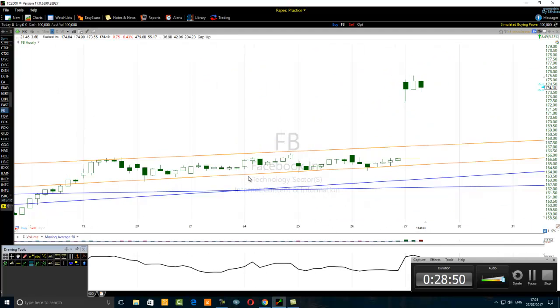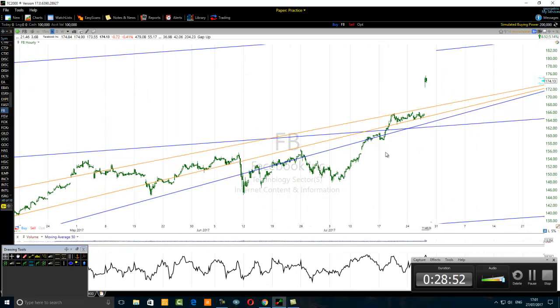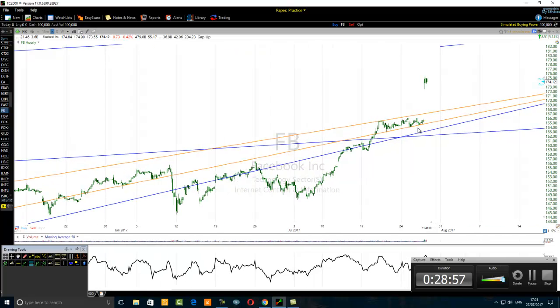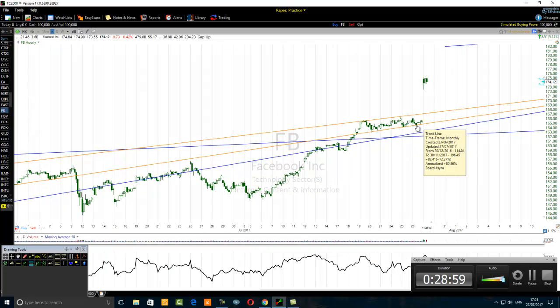So you go to the hourly time frame. Here it is on the hourly time frame. Those lines that are drawn, you see, this is the hourly time frame. So look at that. Gap up from the edge of this one. Pew! Look at that. On the edge of those.